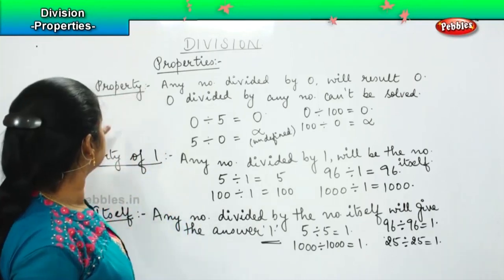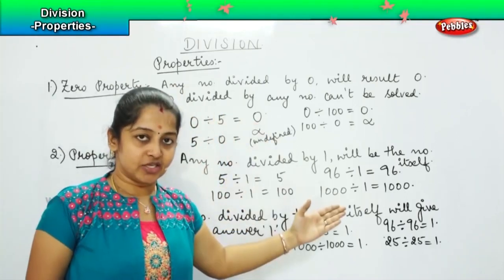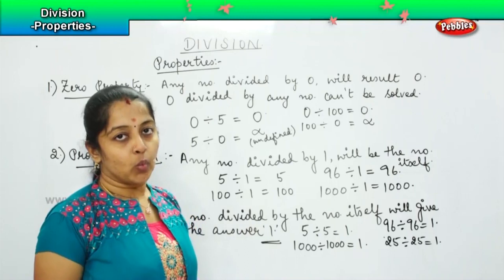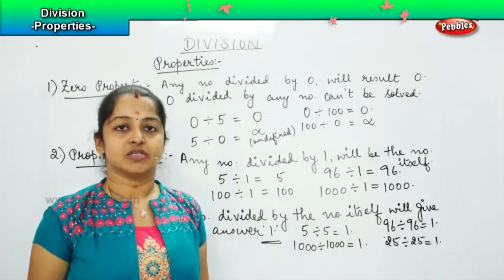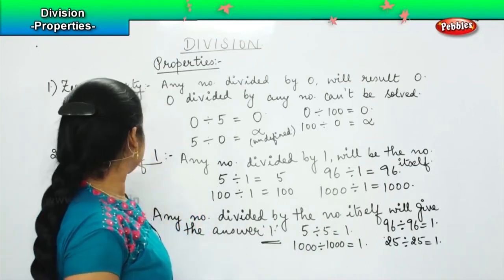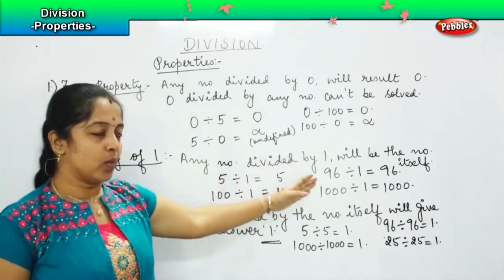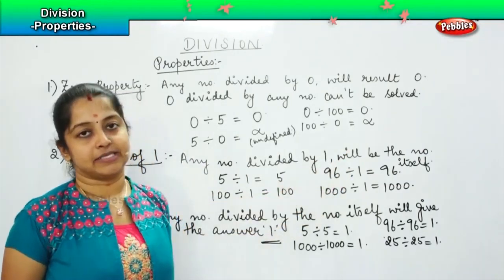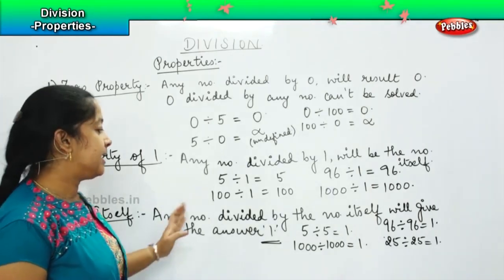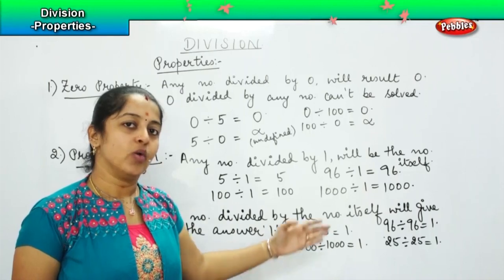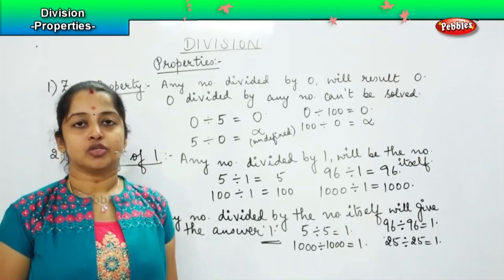So, shall we summarize the properties of division once again, children? The very first property is zero property. The zero property says that if any number is divided by 0, the answer is 0. Whereas, if 0 is divided by any number, the particular sum cannot be solved. Clear? The second property is property of 1. The property of 1 says that any number divided by 1 will give you the answer, the number itself. Okay? And the last property is the number itself, which says that any number divided by the number itself will give you the answer 1. So, based on these properties, we are going to solve our sums.